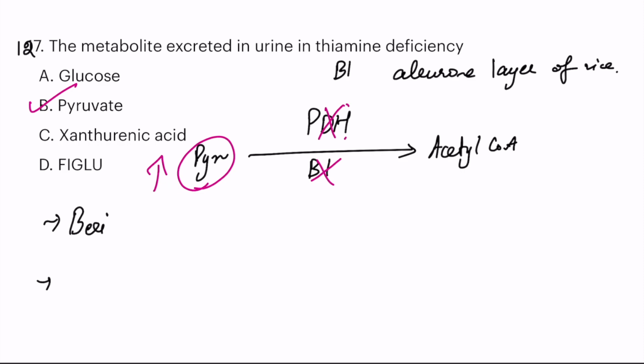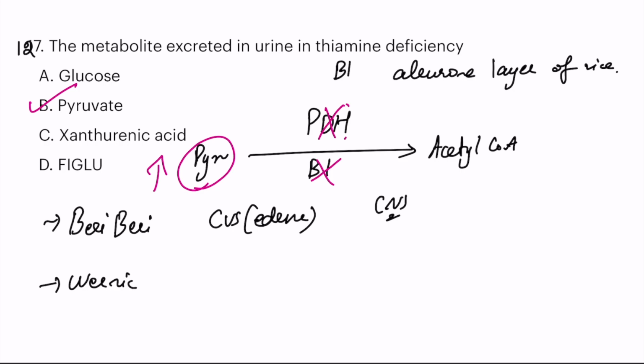One is beriberi, which can be wet or dry. Wet is seen with CVS symptoms such as edema. Dry beriberi is seen with CNS symptoms. And what about Wernicke-Korsakoff? That is seen in alcoholic psychosis symptoms. That is due to thiamine deficiency only. Have to treat it with multivitamin drips.